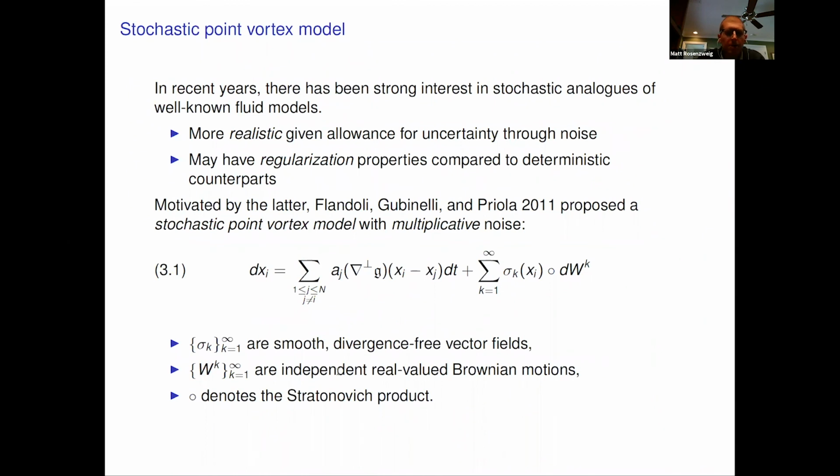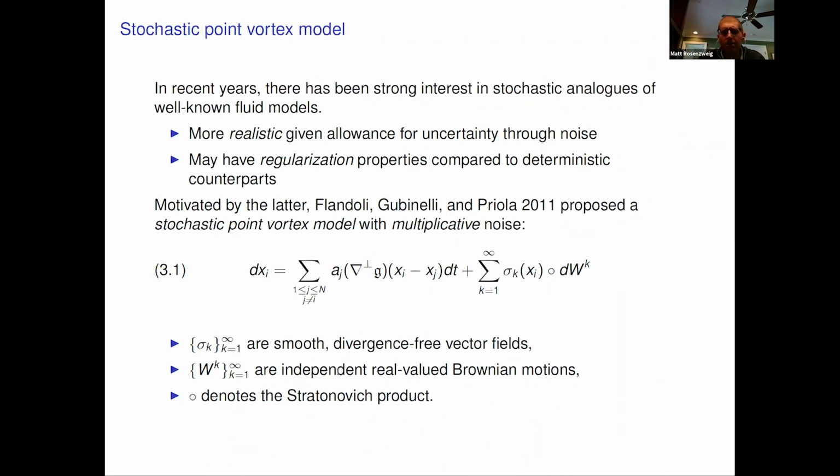So I think this is quite interesting. In recent years, there's been a strong interest in stochastic analogs of well-known fluid models. I think an indication of which is given by some very nice lecture notes by Flandoli from a few years back. And such stochastic analogs are more realistic, you could argue, because you're incorporating uncertainty through the noise. But as mathematicians, we may be more interested in the fact that they may have interesting regularization properties compared to their deterministic counterparts, so-called regularization by noise.